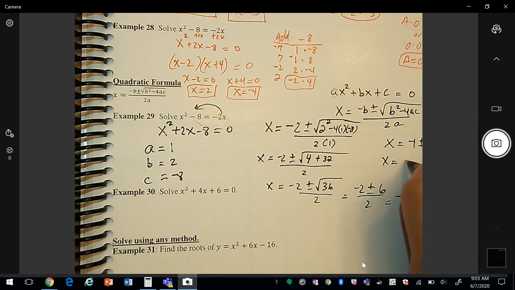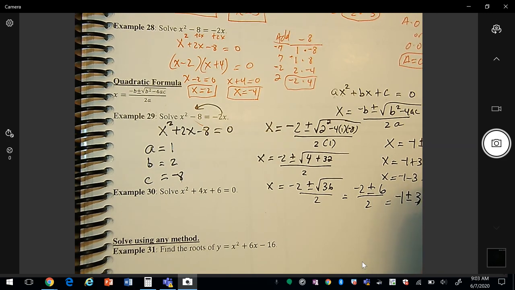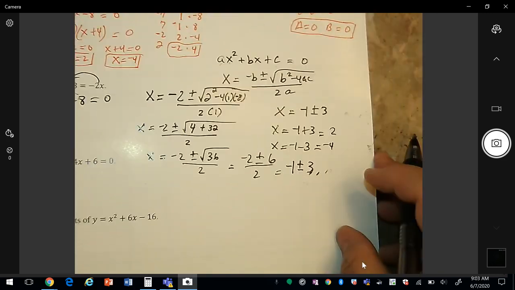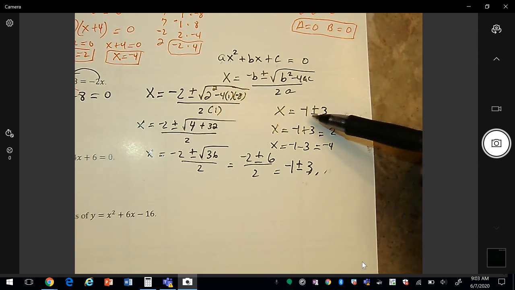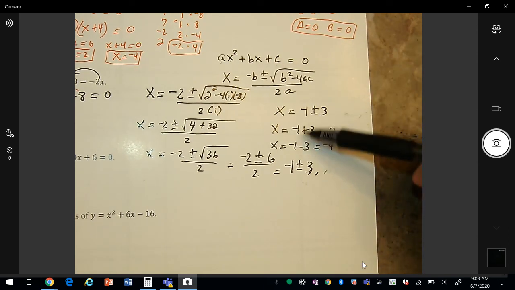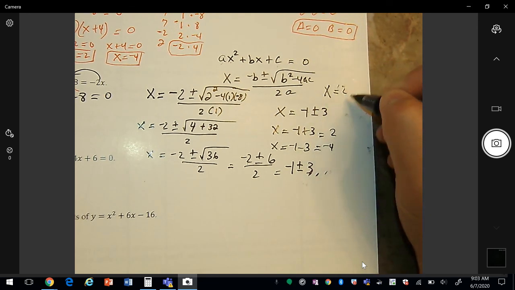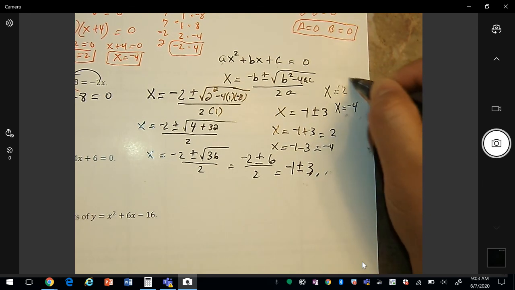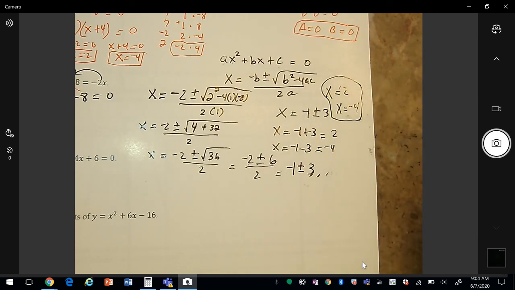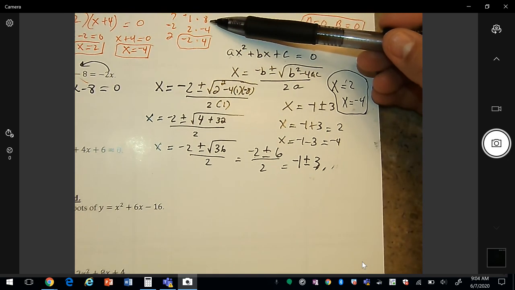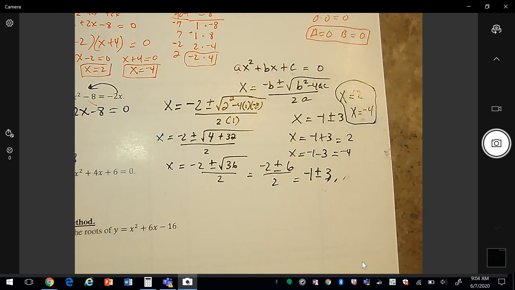And we can break that up into negative 1 plus 3 and negative 1 minus 3. So we break it up as negative 1 plus 3 is equal to 2, and negative 1 minus 3 equals negative 4. So your solutions are x equals 2 and x equals negative 4, which is what we got in the previous one using a different method.